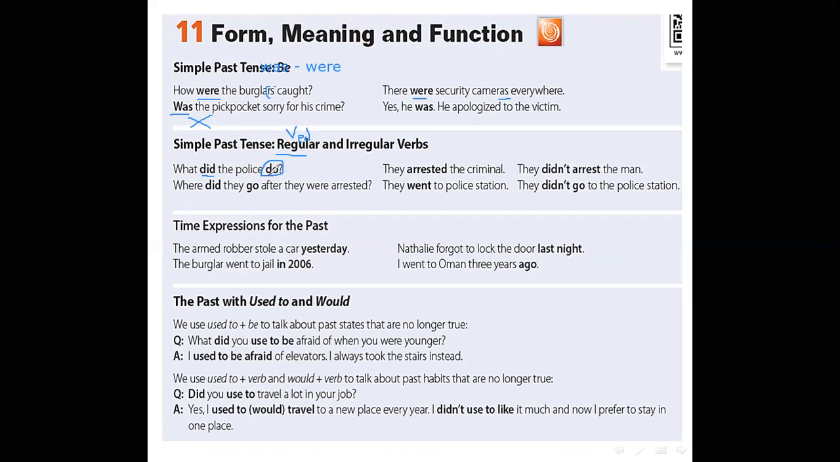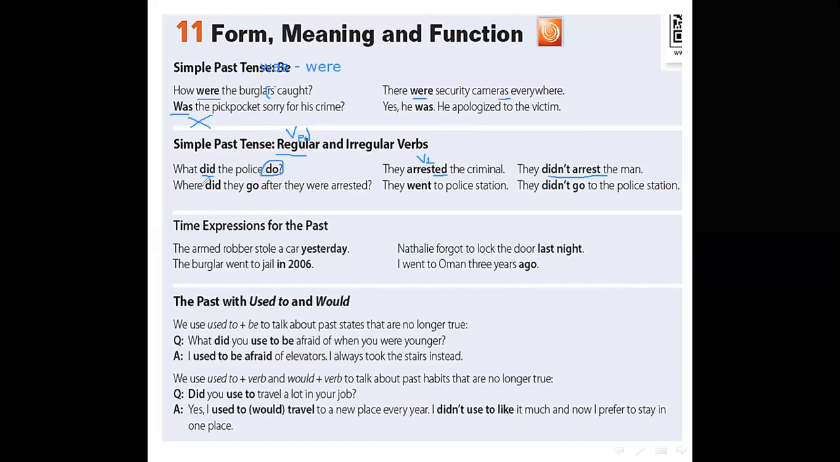What did the police do? They arrested the criminal. Pay attention. The answer should be in the past simple form. Okay? They arrested the criminal. What about the negative? They didn't arrest the man. Didn't plus base form. This is the question for simple past tense. This is the positive sentence, and this is the negative sentence.